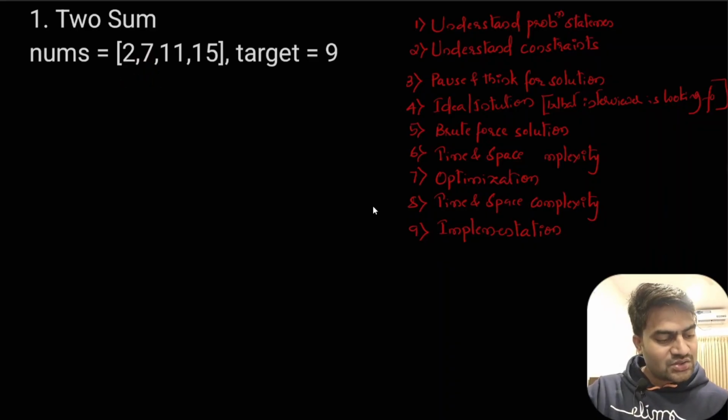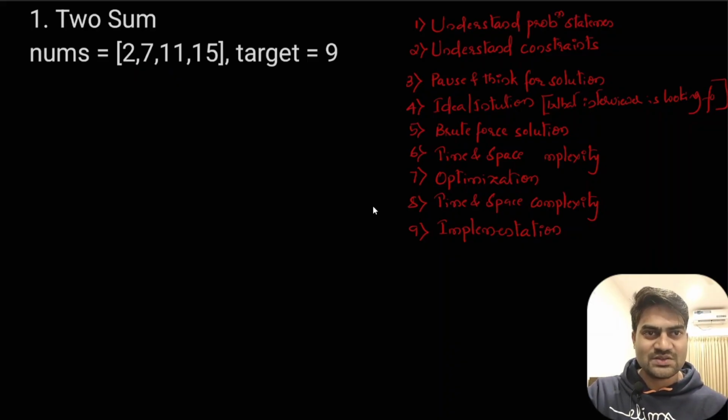We also understood the constraints, right? For sure there will be one such pair that gives the target, and you can return the indexes in any order. So it accepts even if you change the order of the indexes of the answer. With that, you can pause for a second and think about any possible solution.